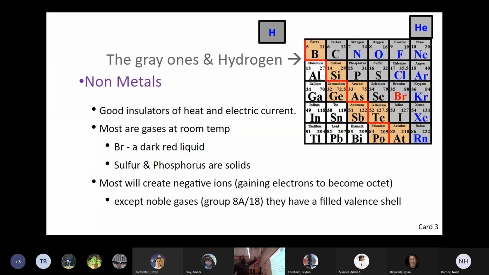Just the gray one. We're going to do these very soon. Those are in between. They're semi-metal. So just the gray one. There's not very many. There's only about 10.